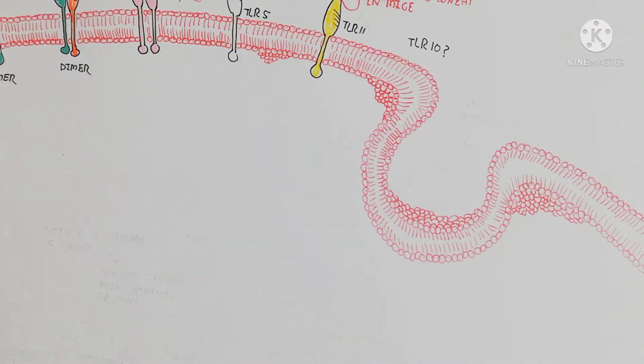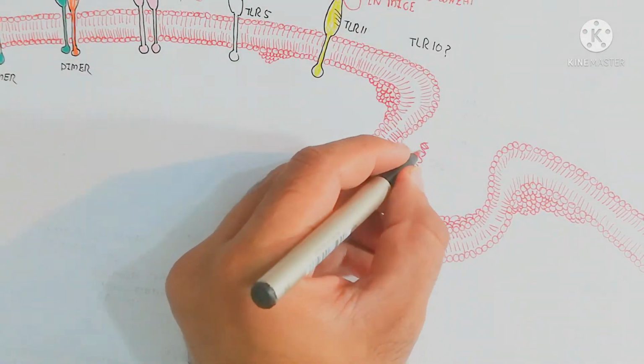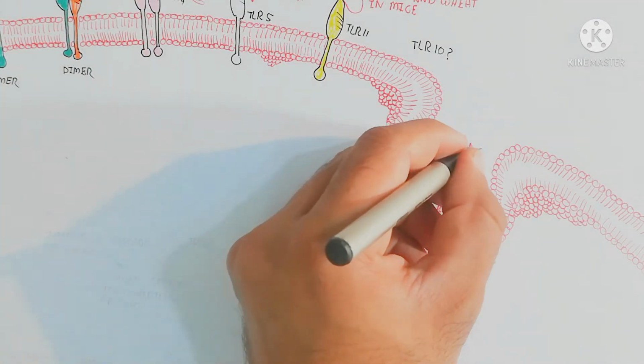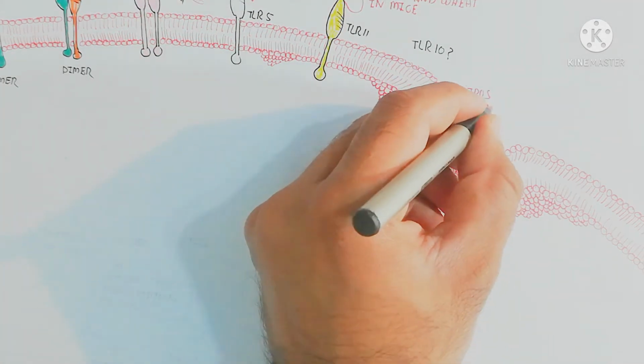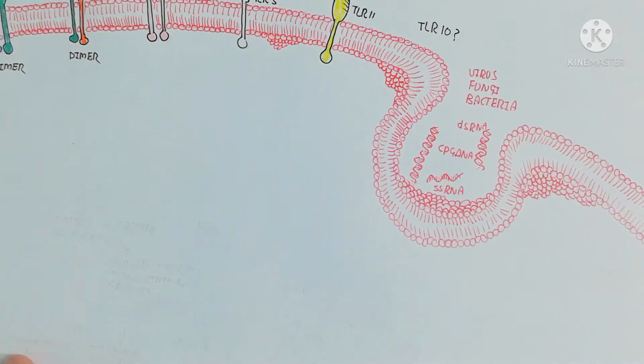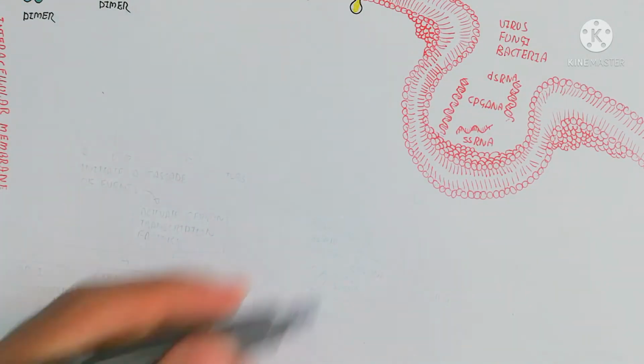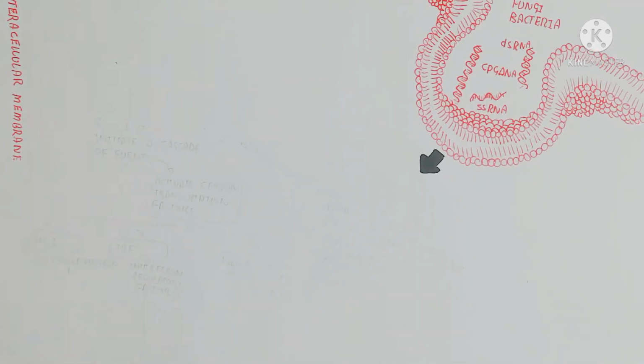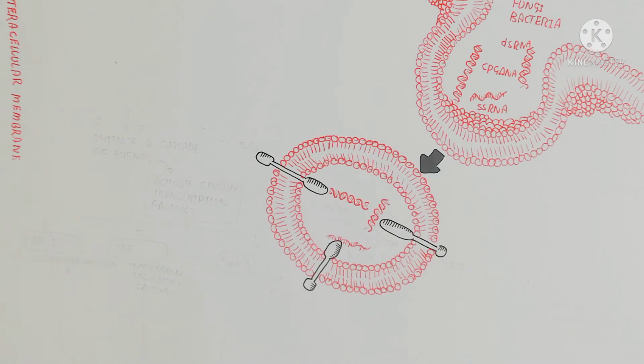So here is the intracellular part, and here is the plasma membrane. Toll-like receptors 3, 7, 8, and 9 are present in the cytoplasm. Here you can see fungi, bacteria, double-stranded RNA, CpG DNA, and single-stranded RNA.